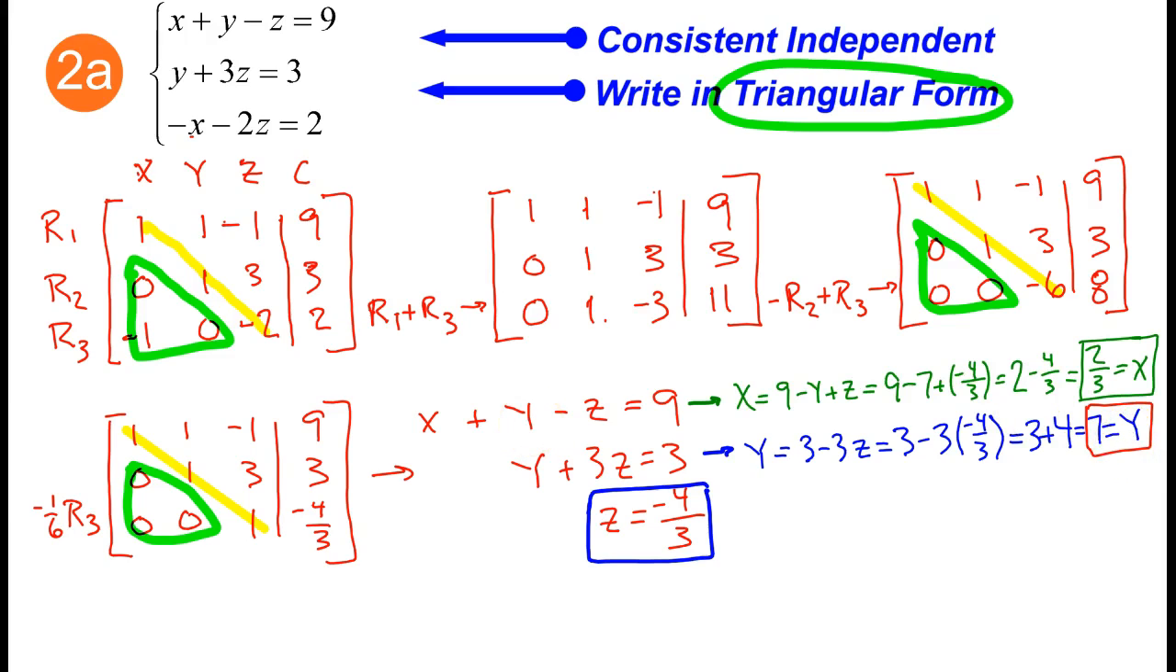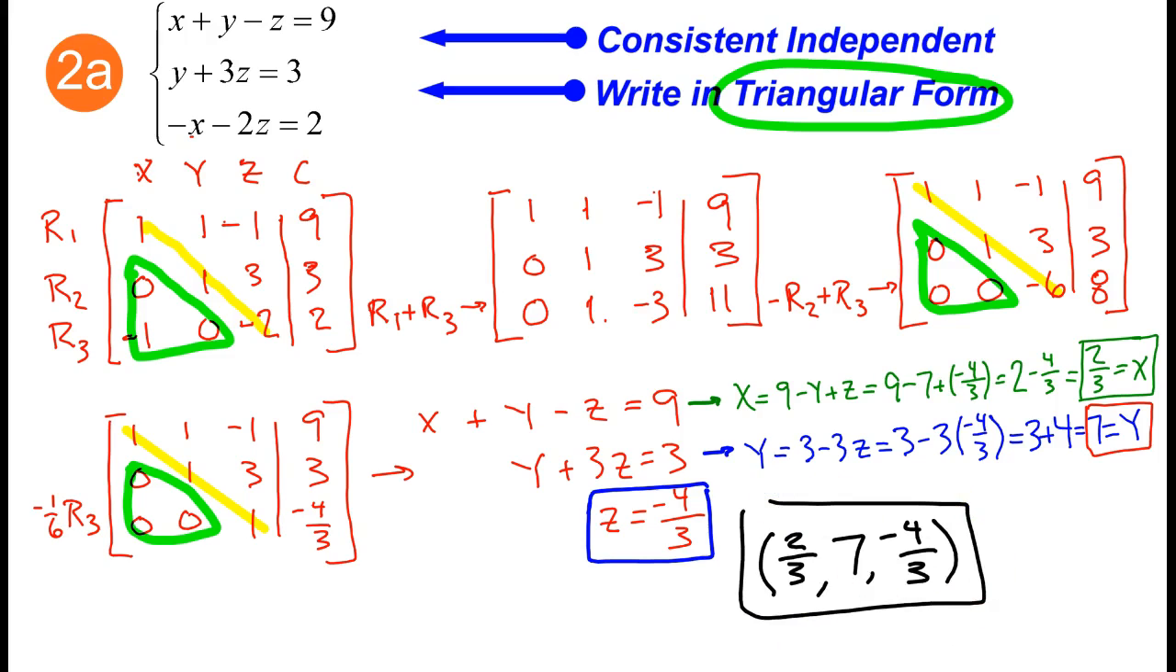So substituting my values of z equals negative 4/3 and y equals 7 back into this equation gives me the solution x equals 2/3. The last thing WebAssign will ask you for is to write this as an ordered triplet. So we're going to have x is 2/3, y is 7, and z is negative 4/3. And that is the solution to this system of equations.